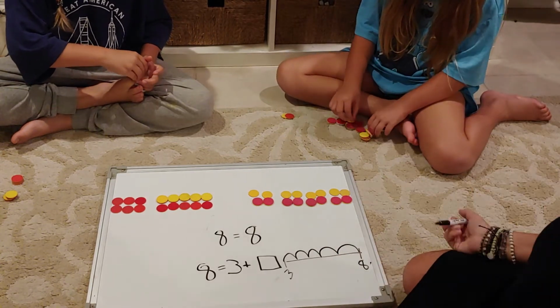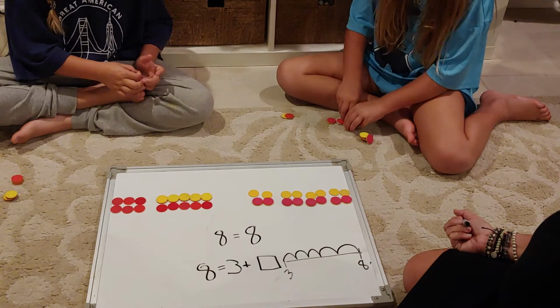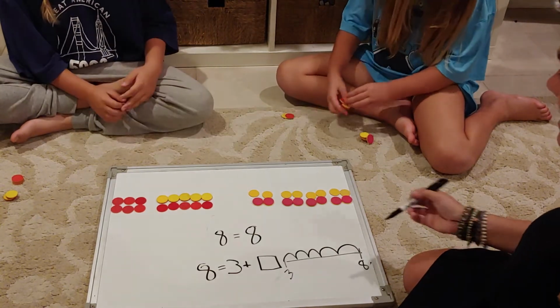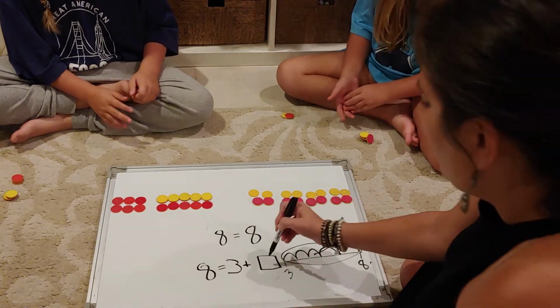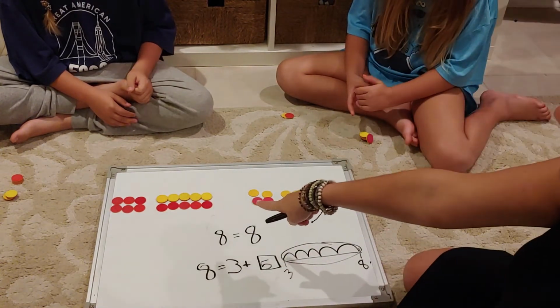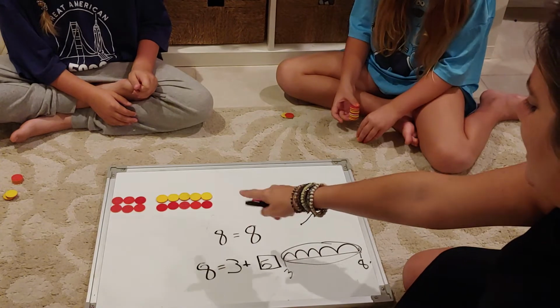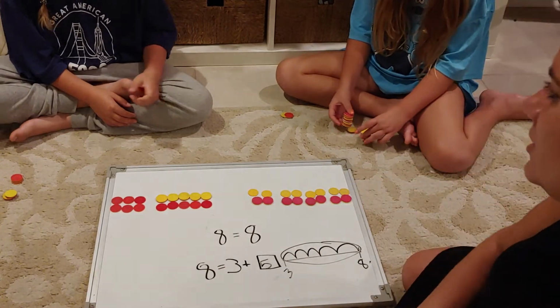So where in my number line does it show me how many more I added? On the hops. In my hops. And how many more hops did I have? 5. But you know what? I noticed Sophia over here. She didn't count on. Why did you move those 3 away?